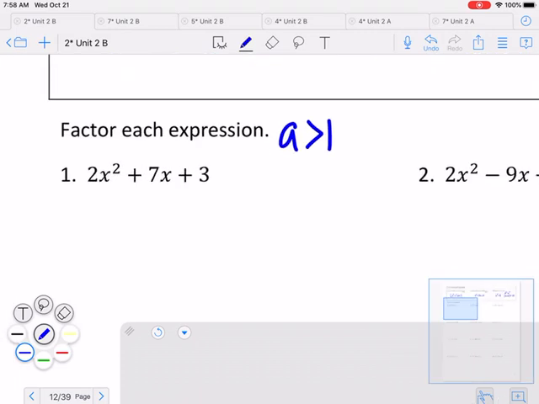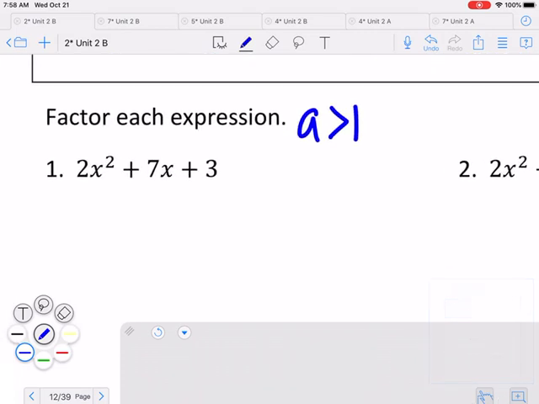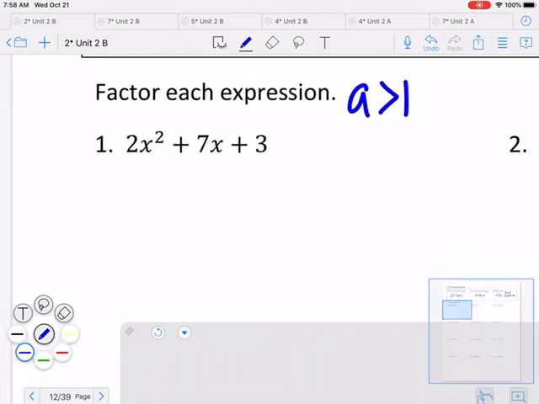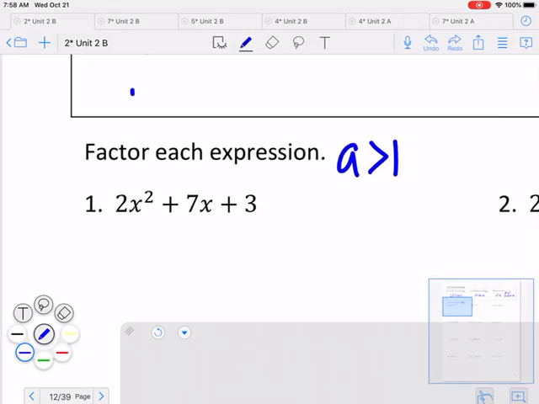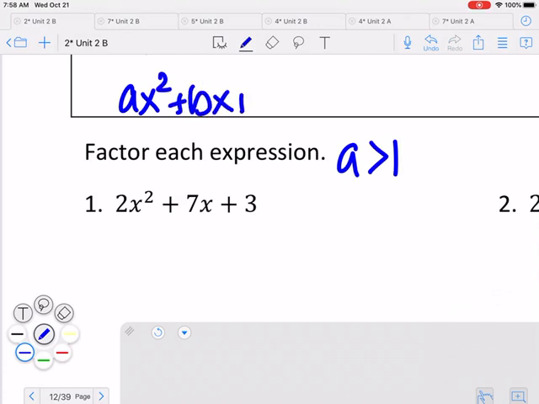This is sometimes called the AC method because that's our first step. We multiply: in this problem, a is 2, b is 7, and c is 3. ax squared plus bx plus c. So we multiply a times c. For this problem, 2 times 3, and 2 times 3 is 6.